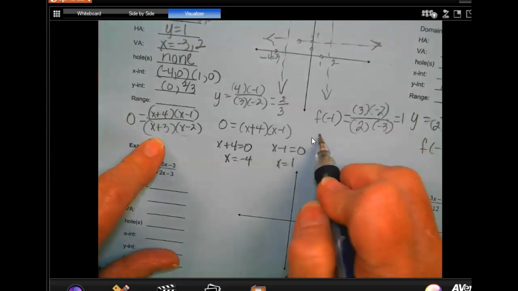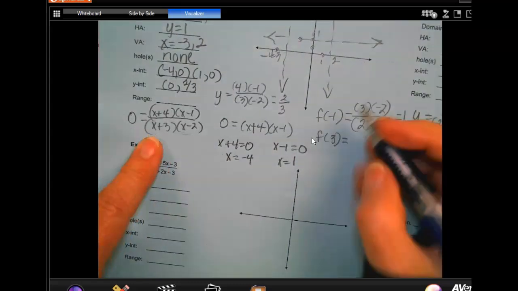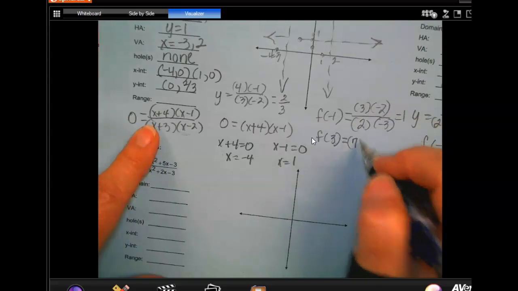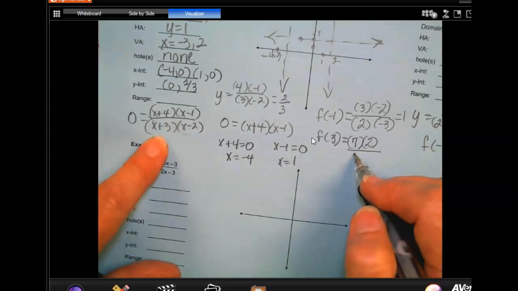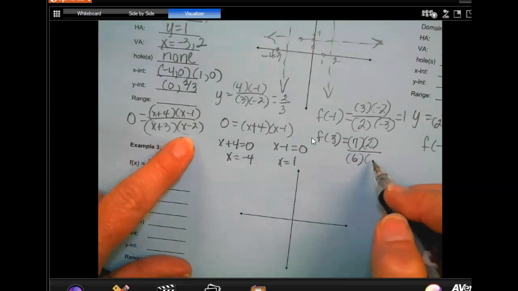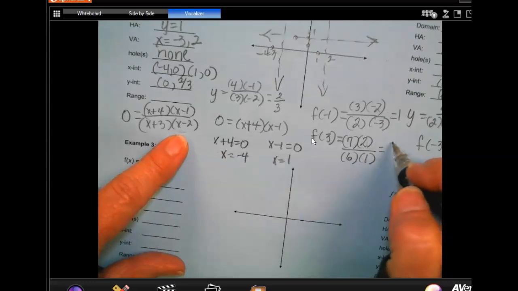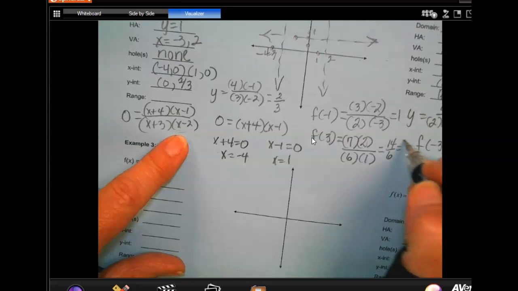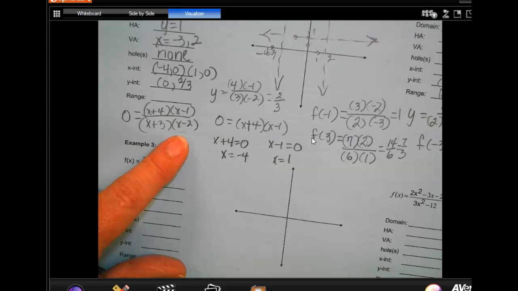So the other one I'm going to test is f of 3, and I'm going to come back and talk about that one in a minute. F of 3, if I put the 3 in, I'm going to have 3 plus 4 is 7 times 2 over 6 and 1. Did I do this right? 14 over 6? 7 over 3? Yes. So the point is 7 over 3, so it's bigger than 2. So I get 3 and over here.